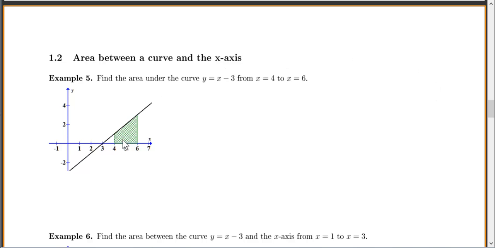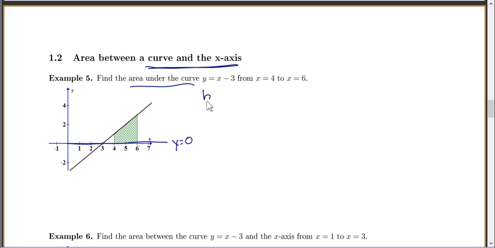So let's find the area under the curve y equals x minus 3 from x equals 4 to x equals 6. Notice this is just the area under the curve. It didn't say two curves or anything. And this goes back to what we said in our last section, section 6.2, where area under a curve is defined as the area between the curve and the x-axis. So when you look at this picture, it's the area under that curve, but where does it stop? It stops at the line y equals 0.